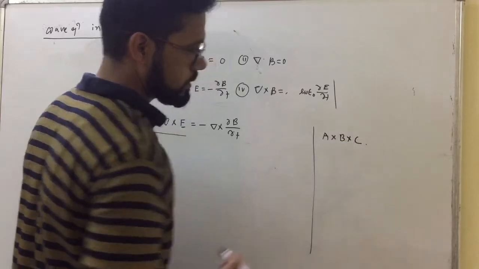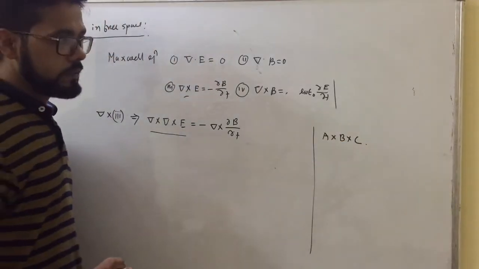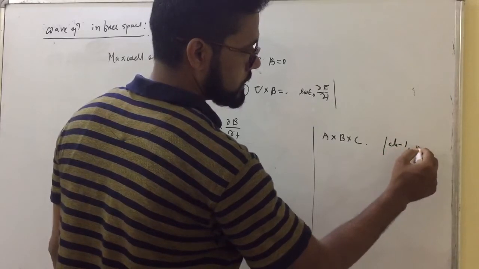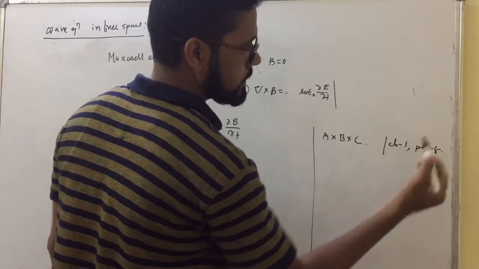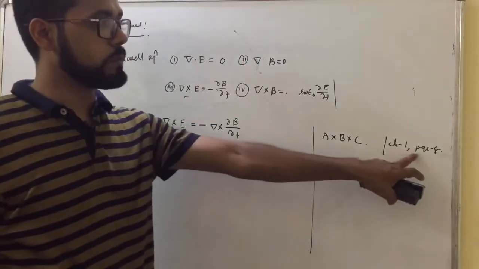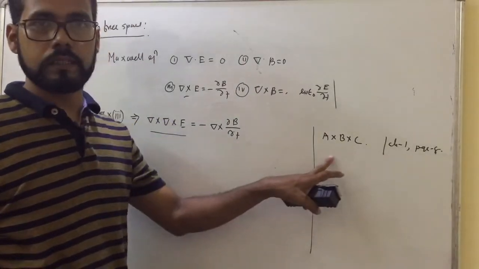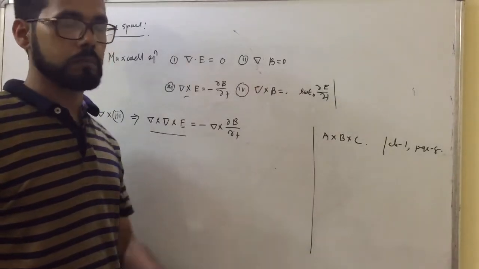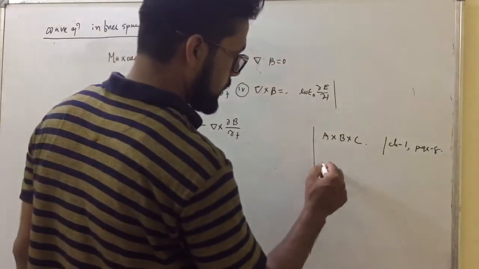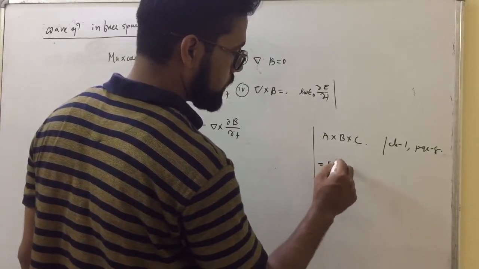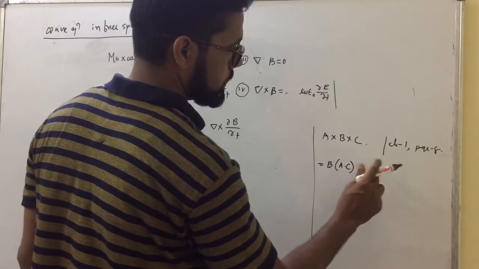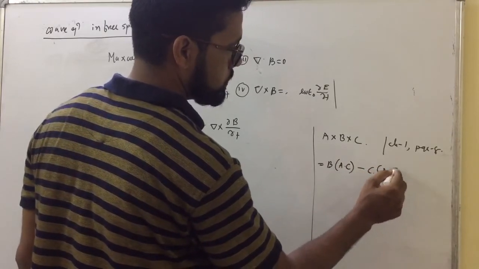Have you seen this vector triple product, A cross B cross C? If you want to see, you can see chapter number 1 of David Griffiths' book, page number 18. You will find the vector triple product there. The scalar triple product is also there; the scalar triple product means a volume. So the vector triple product formula is B times A dot C minus C times A dot B. This is the formula.